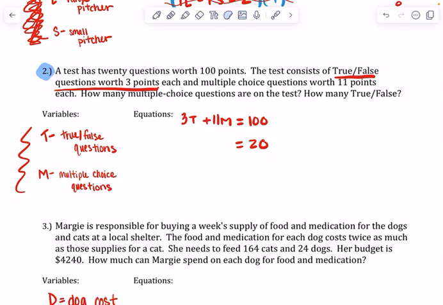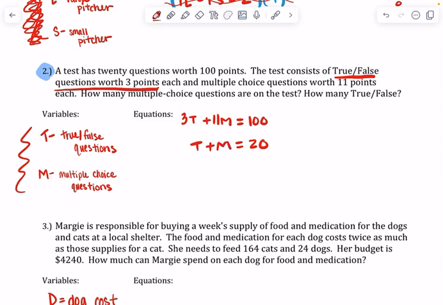So your second equation needs to equal the number of questions. There's 20 questions on the test. I feel like we always want to put numbers with our variables, like 3t, 11m, or at least that's how I am. I like numbers there. But for the number of questions, you're just trying to figure out how many true-false and multiple choice there are. So it's your job to find the numbers. So that second equation is literally just t plus m.